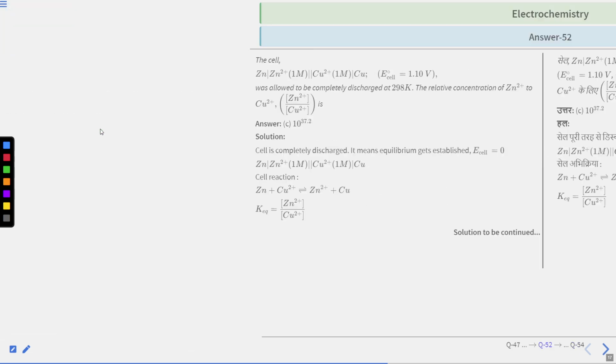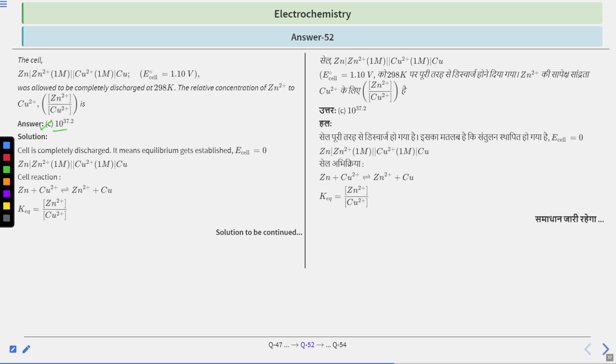Okay, let's see. The correct answer is option C, that is 10 to the power 37.2. So the cell is completely discharged, as given in the question. It means that equilibrium gets established and E cell becomes 0 at equilibrium. So for this cell, the cell reaction will be Zn + Cu²⁺ in equilibrium with Zn²⁺ + Cu, right? And the equilibrium constant for this reaction will be Zn²⁺ concentration divided by Cu²⁺ concentration, product upon reactant. And we are asked for this value.